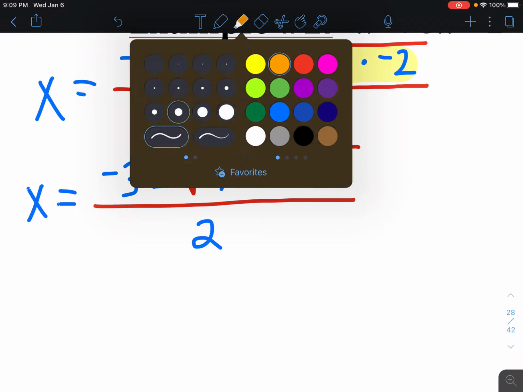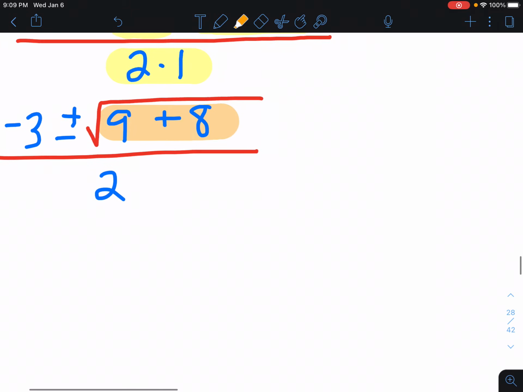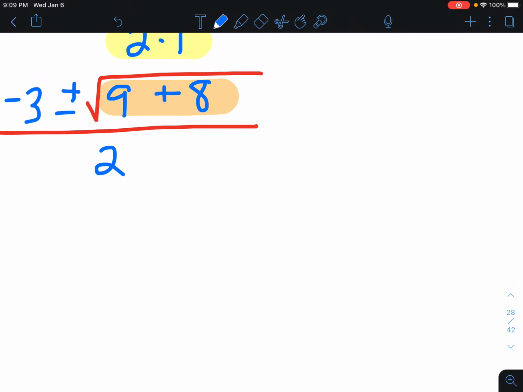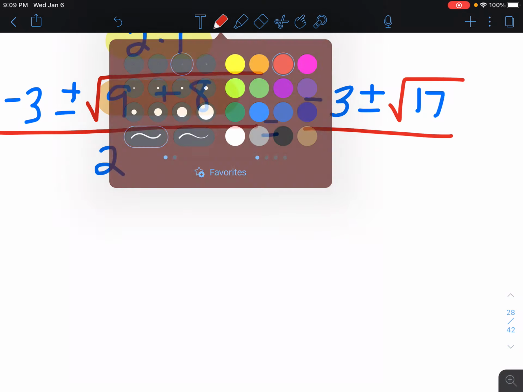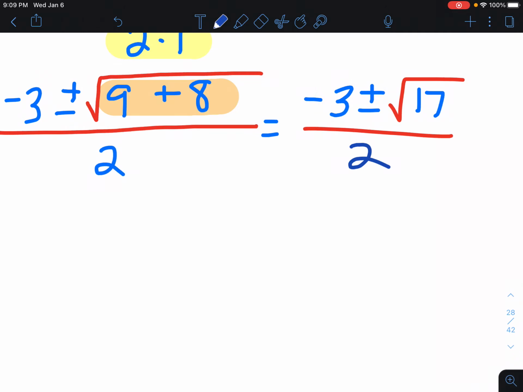Okay, after that, what we want to do is there will be two numbers remaining in the radical. We want to either add or subtract those, whatever it shows. In this case, adding. So 9 plus 8 will get me 17. And then after that, you would try to see if you can simplify the square root of 17. However, there is no perfect square.